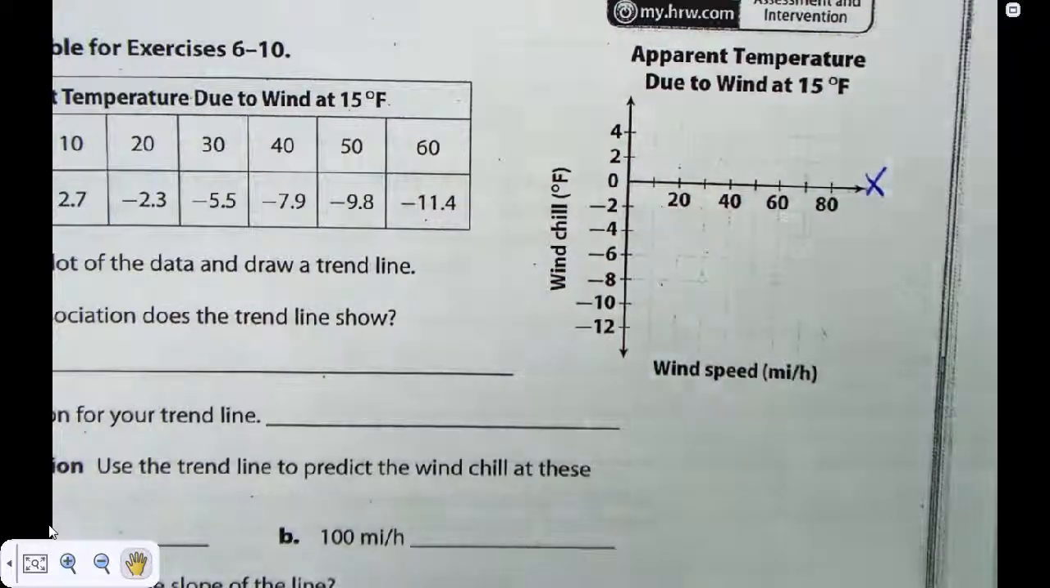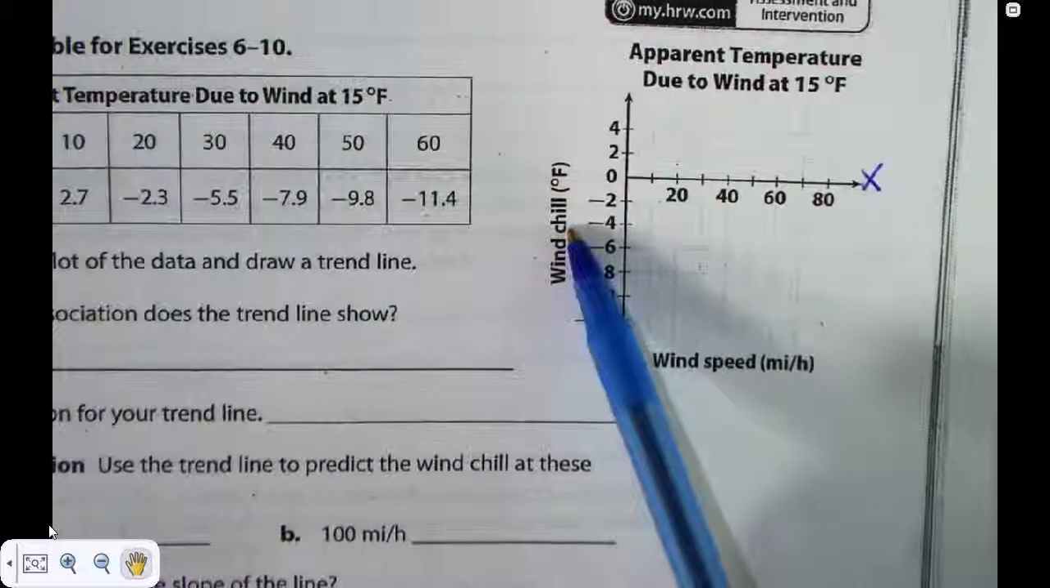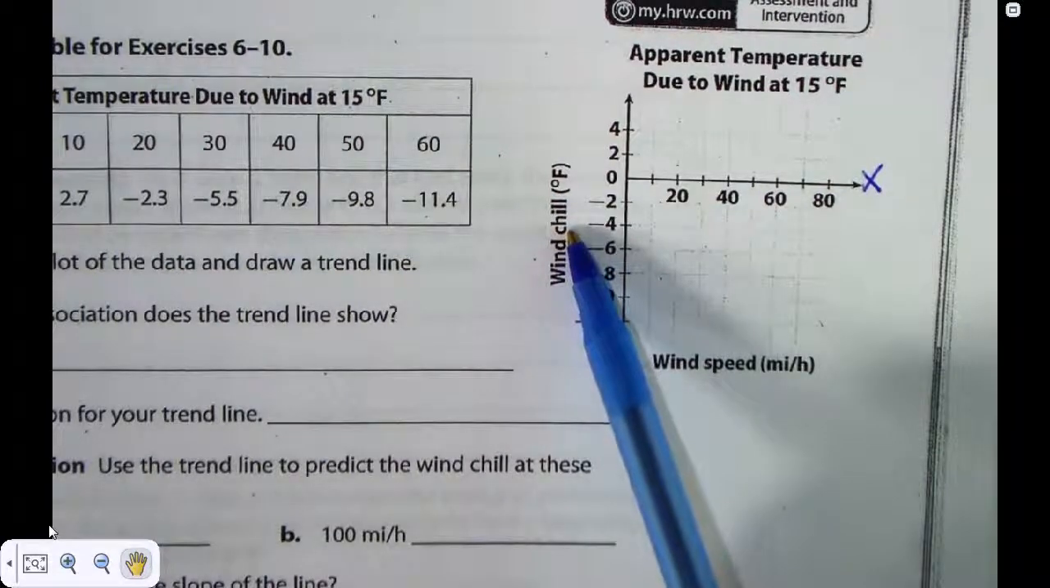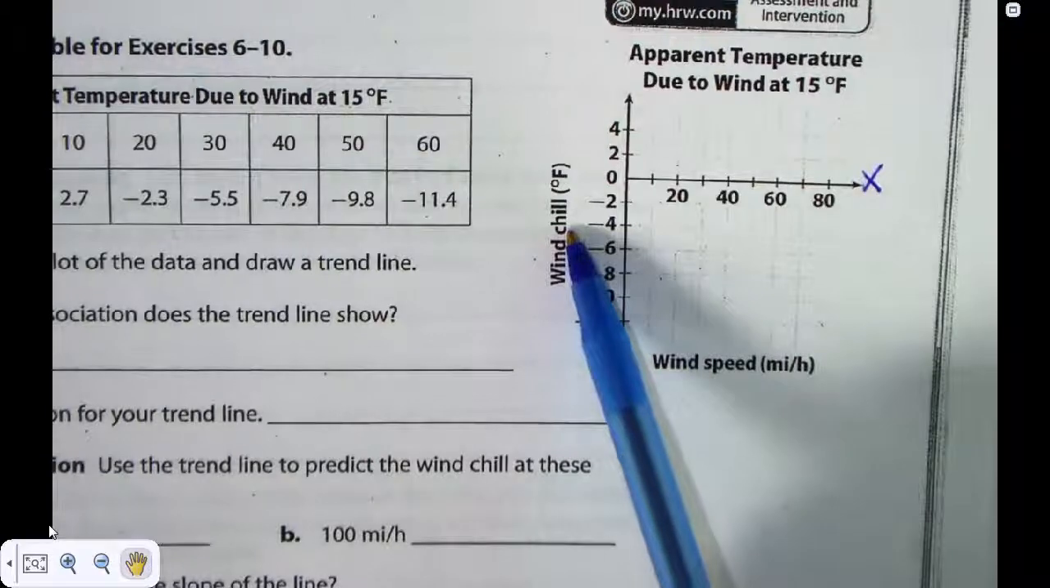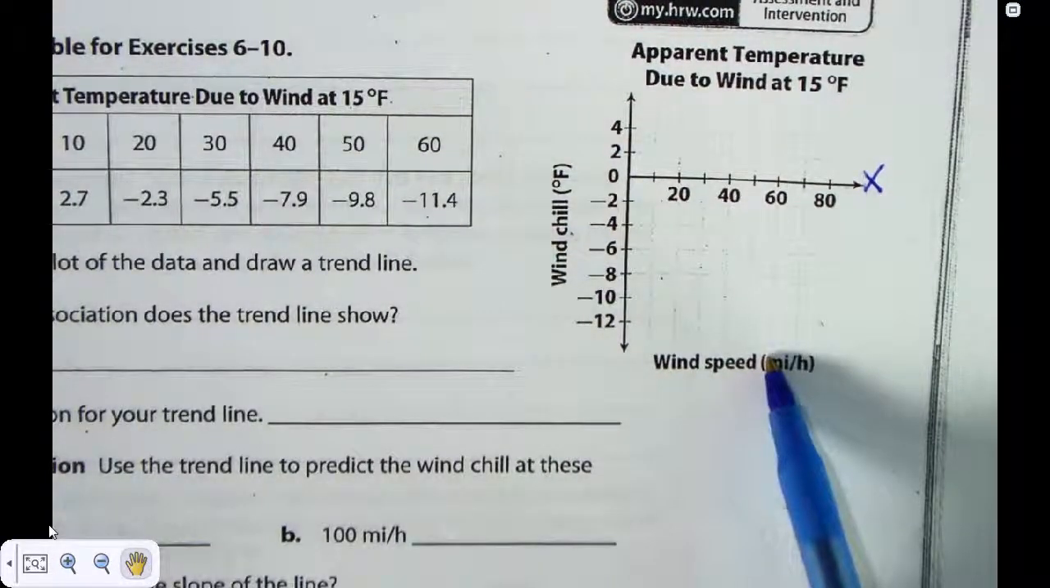Think. Wind chill. The wind, no, sorry, I thought I was saying windshield. Wind chill. The wind chill factor. Look, this is the wind chill in degrees Fahrenheit. It's the wind chill and the wind speed that we're comparing. All right?